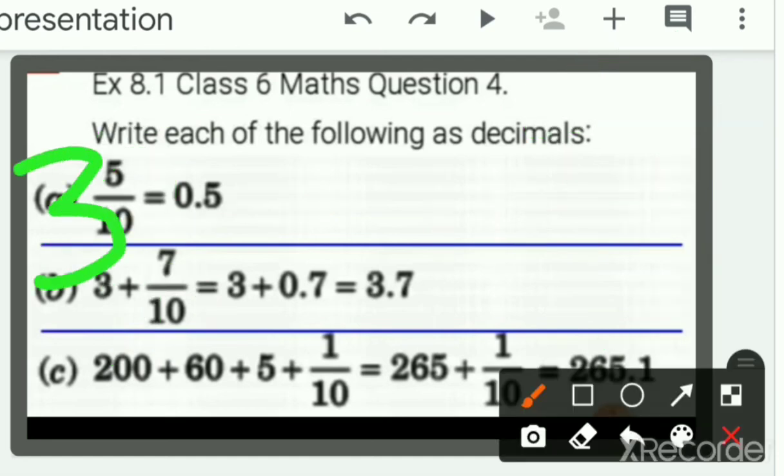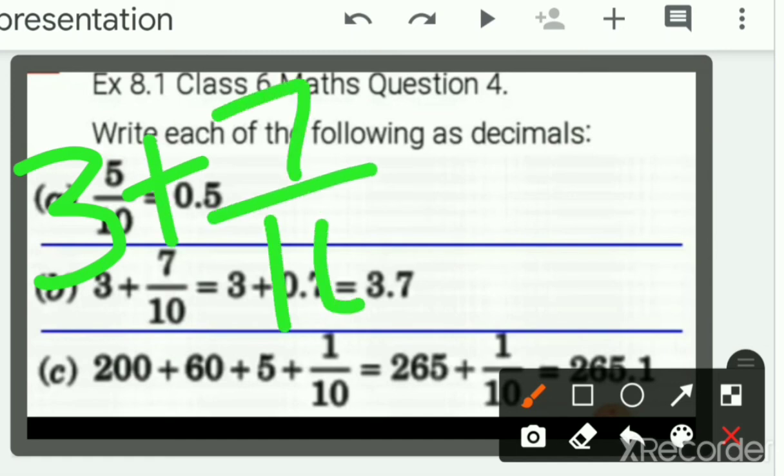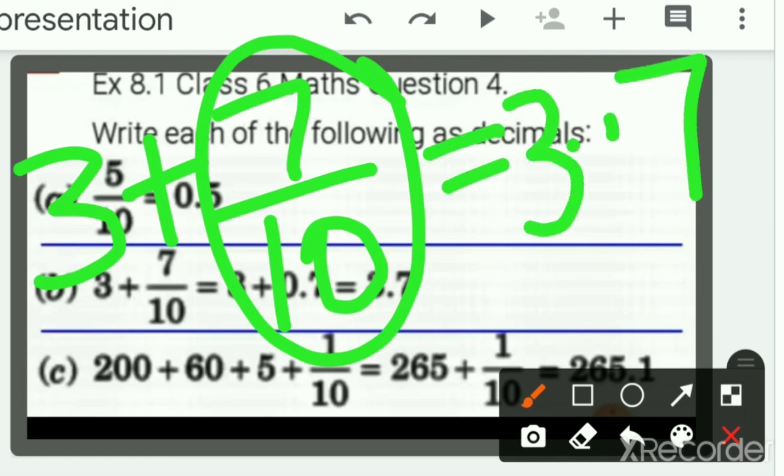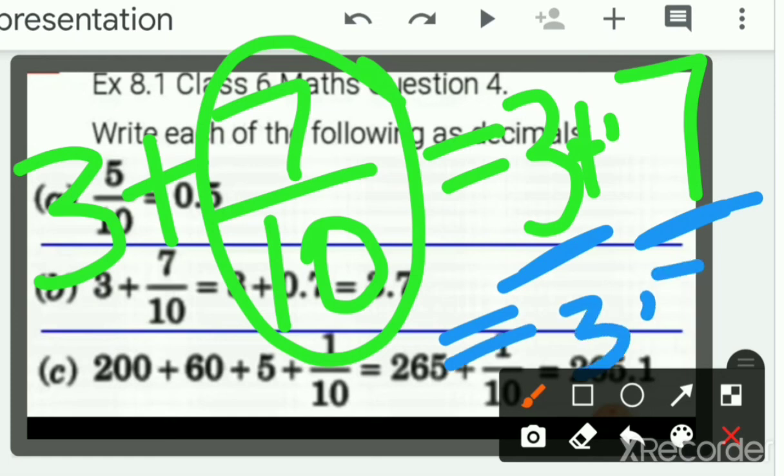Next we have 3 plus 7 by 10. Okay, first we will solve this. What will come? When 7 is divided by 10, we get 0.7. And 3 is already given, so 3 plus 0.7. I have already told you, when we are adding any number and any point, we get 3.7. That number, and that point, and that other number after the point.